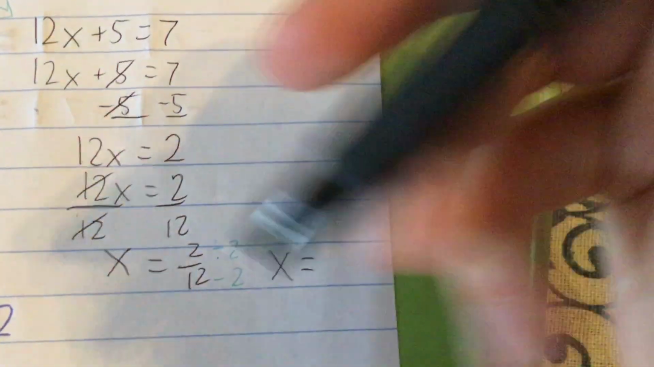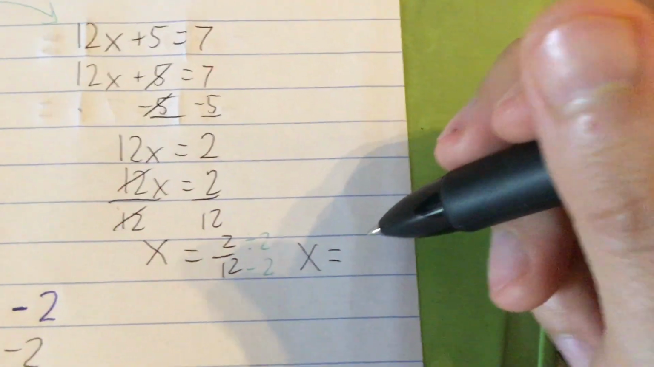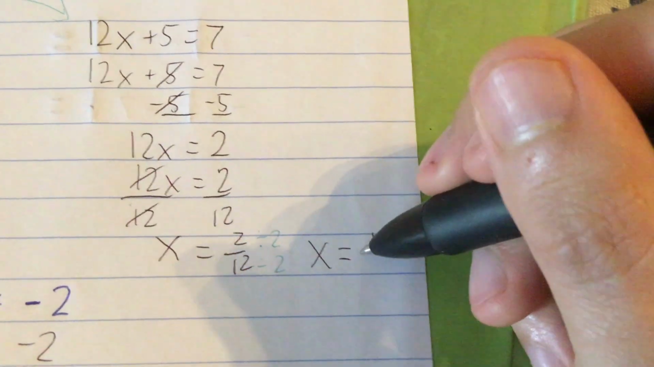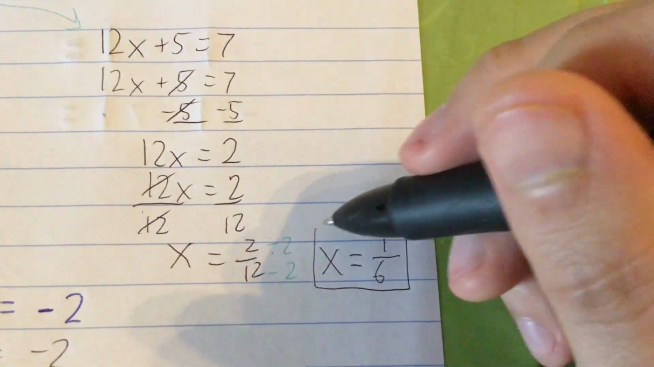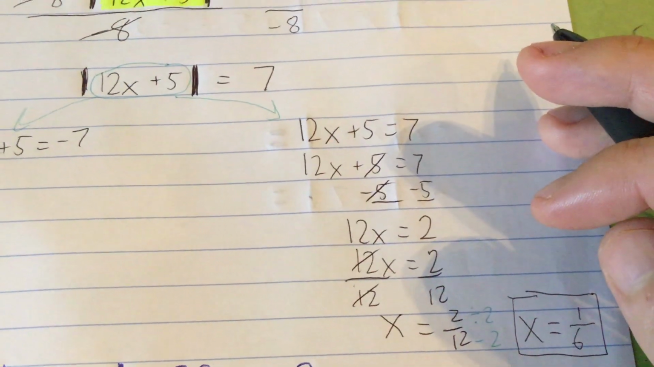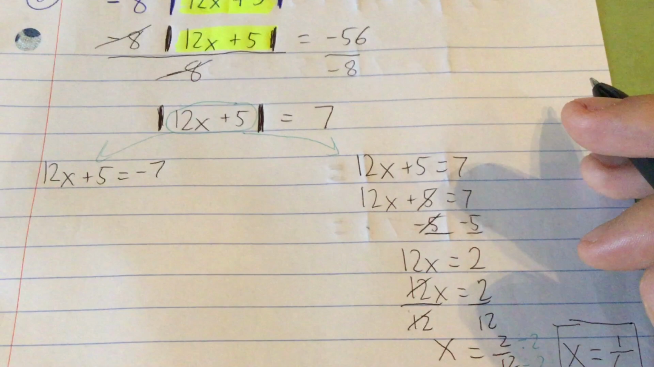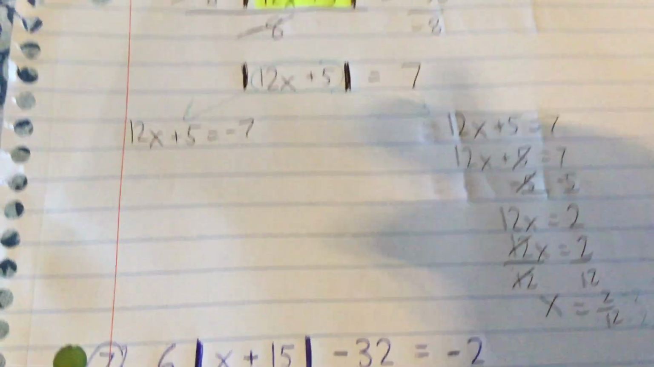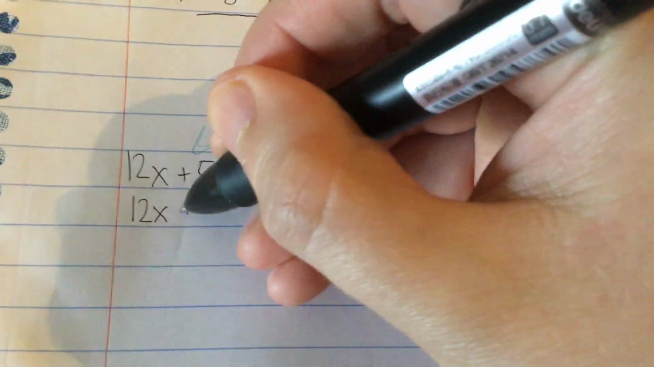So technically, even though 2 out of 12 is technically correct, please simplify all fractions. It just makes life so much easier. So x is equal to 1/6. Or if you write it as a decimal, I believe it's 0.16 repeating, where the 6 is repeating. It's 0.166666666.